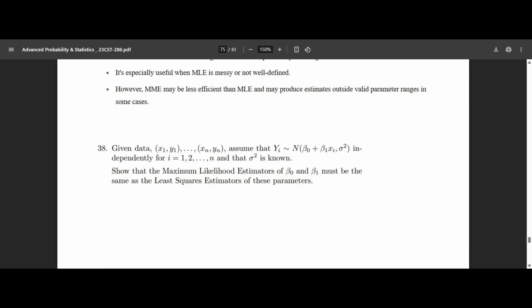So given data (x1, y1), (x2, y2), ..., (xn, yn), assume that yi is normal with mean b0 plus b1 xi and variance sigma squared. That is, this is the mean and this is the variance, independently for i equals 1 to n, and that variance is known. Show that the MLE of b0 and b1 must be the same as the LSE of these parameters.